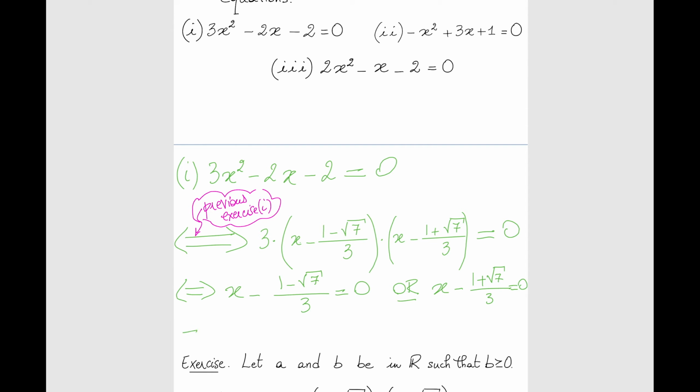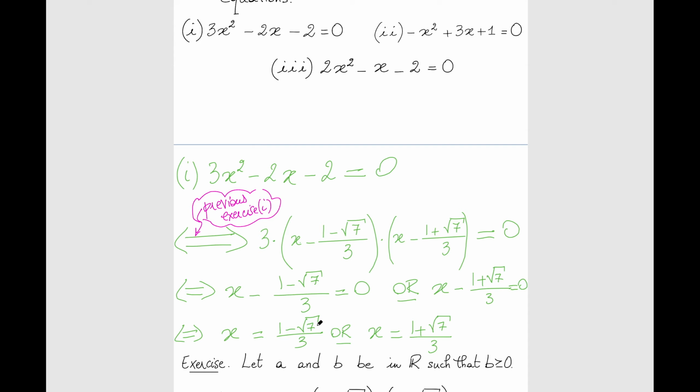And this is the same as saying either x is 1 minus square root of 7 over 3, correct? Because here we had minus this guy equals 0. So x minus something equals 0 means x is equal to the thing, right? Or x is equal to 1 plus square root of 7 over 3.